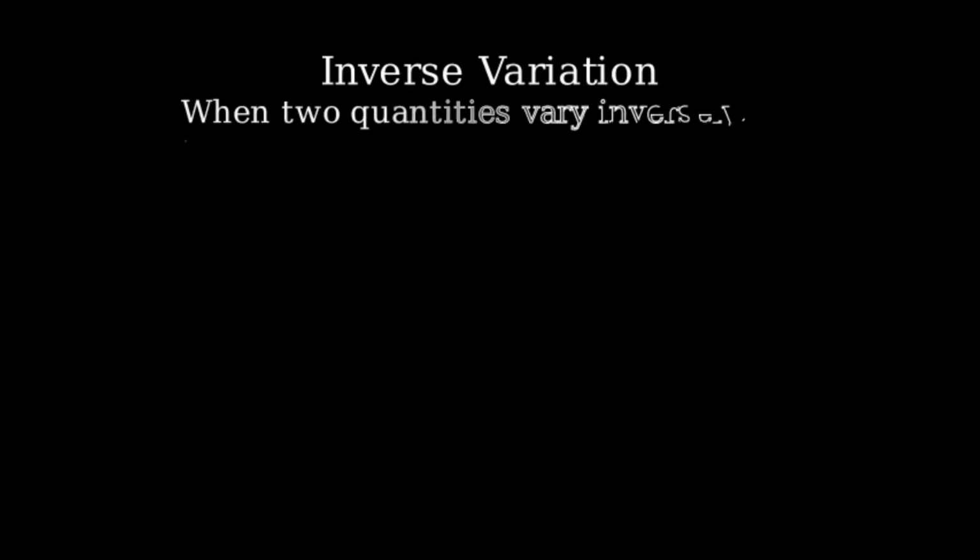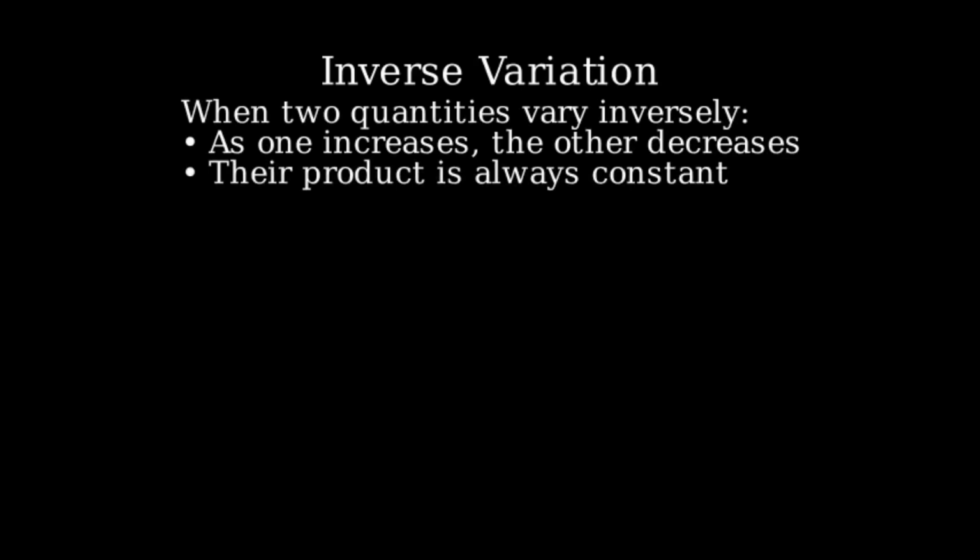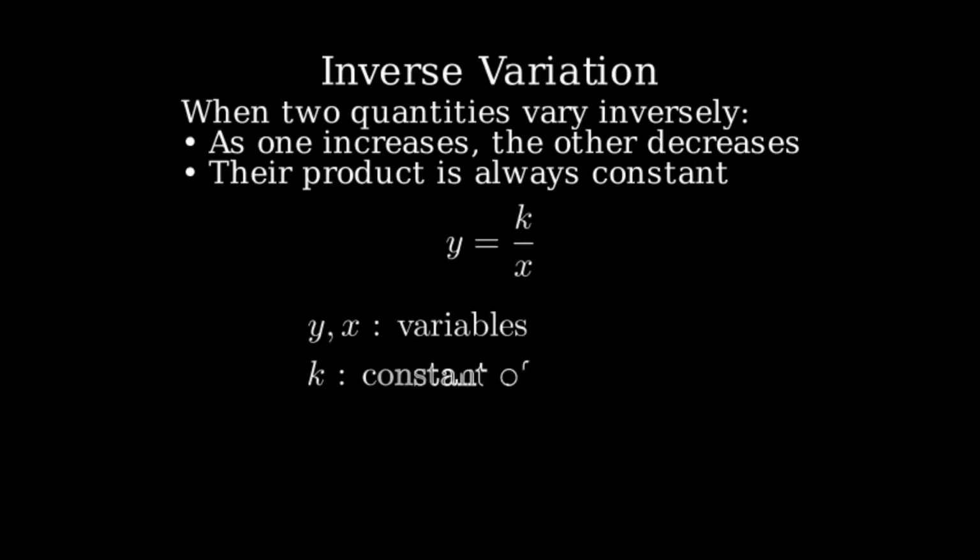Welcome to our lesson on inverse variation. Let's learn what it means when two quantities vary inversely with each other. Inverse variation is a relationship between two variables where as one variable increases, the other decreases, and vice versa. Mathematically, if y varies inversely as x, we write it as y equals k divided by x, where k is the constant of variation.